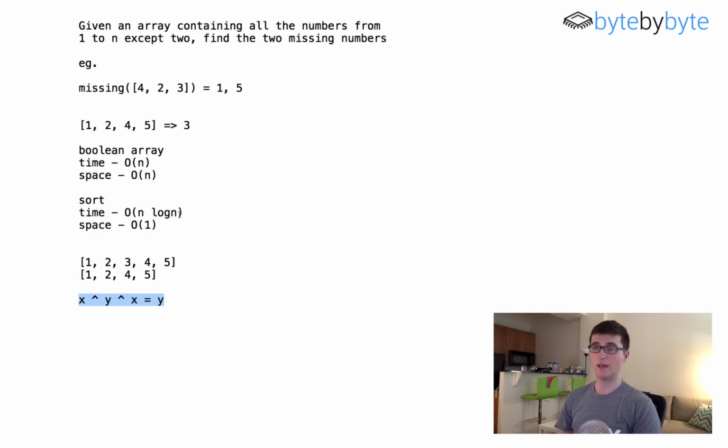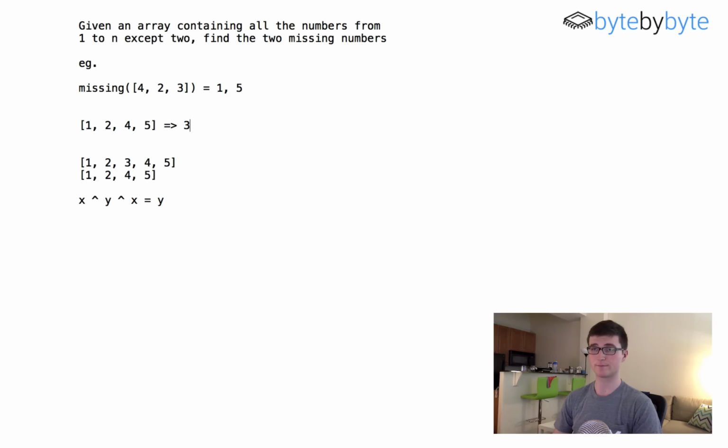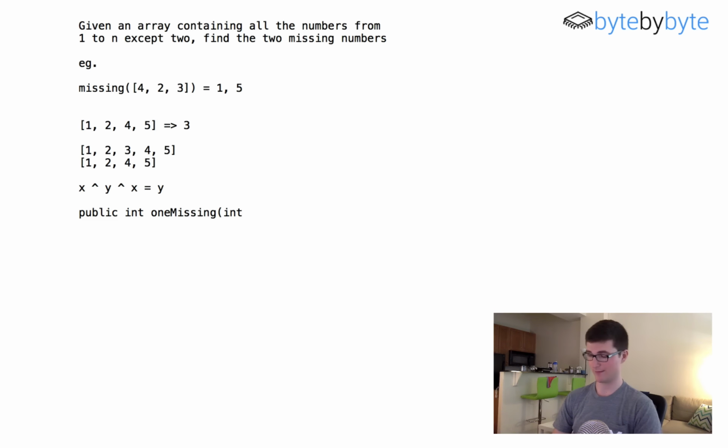So hopefully you see now how we can implement this code. We can get the missing value for where it's missing a single value. We can just write a simple function that's going to do this. So it's going to return an int, and I'm going to call it oneMissing for lack of a better name. And it's going to take in an array of integers.